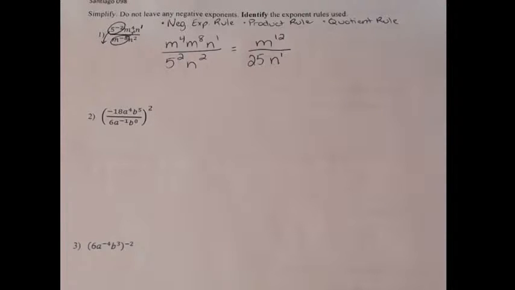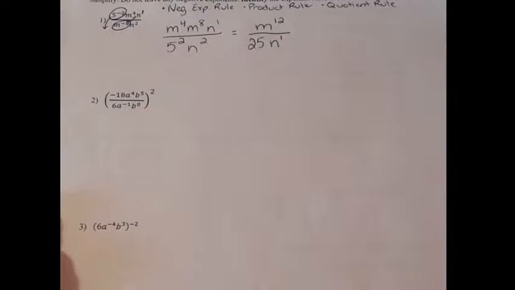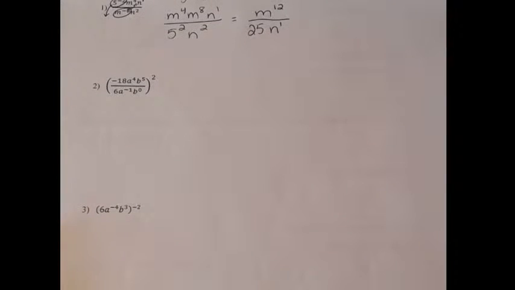Okay, go ahead and try problems 2 and 3. Number 2 reads negative 18, a to the fourth, b to the fifth, all over 6, a to the negative first, b to the 0th, raised to the second power. And then number 3 reads 6, a to the negative fourth, b to the third, all raised to the negative second power. I'm going to give you a few minutes. Let's do 4 minutes, and then we're going to check in. Okay, 4 minutes starting now.